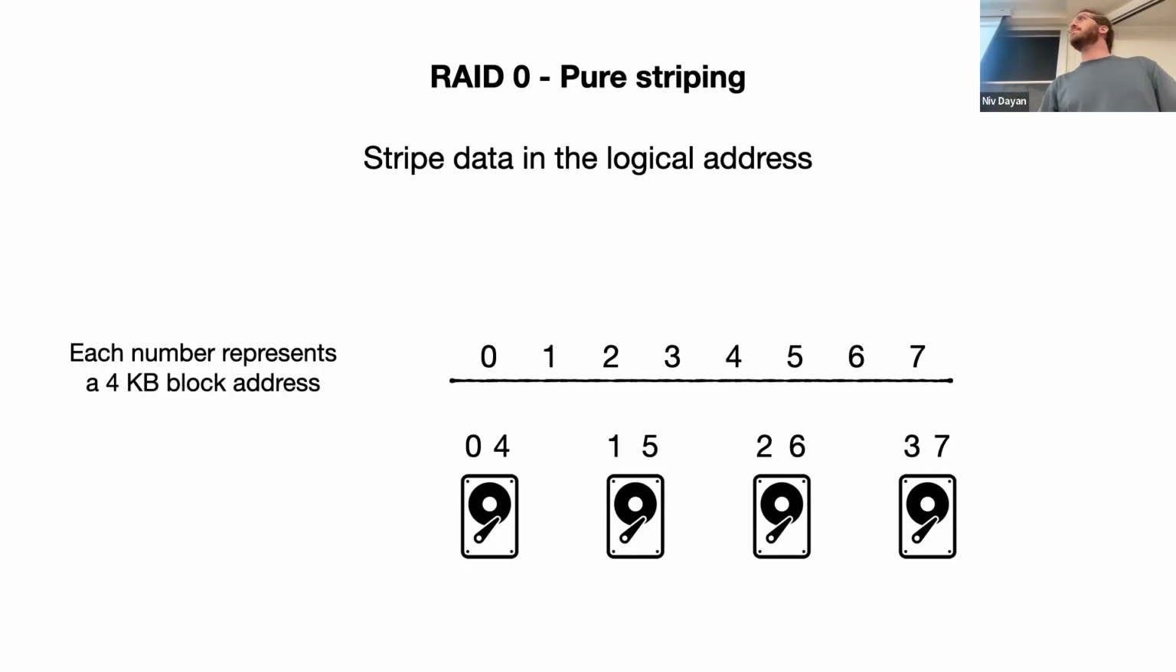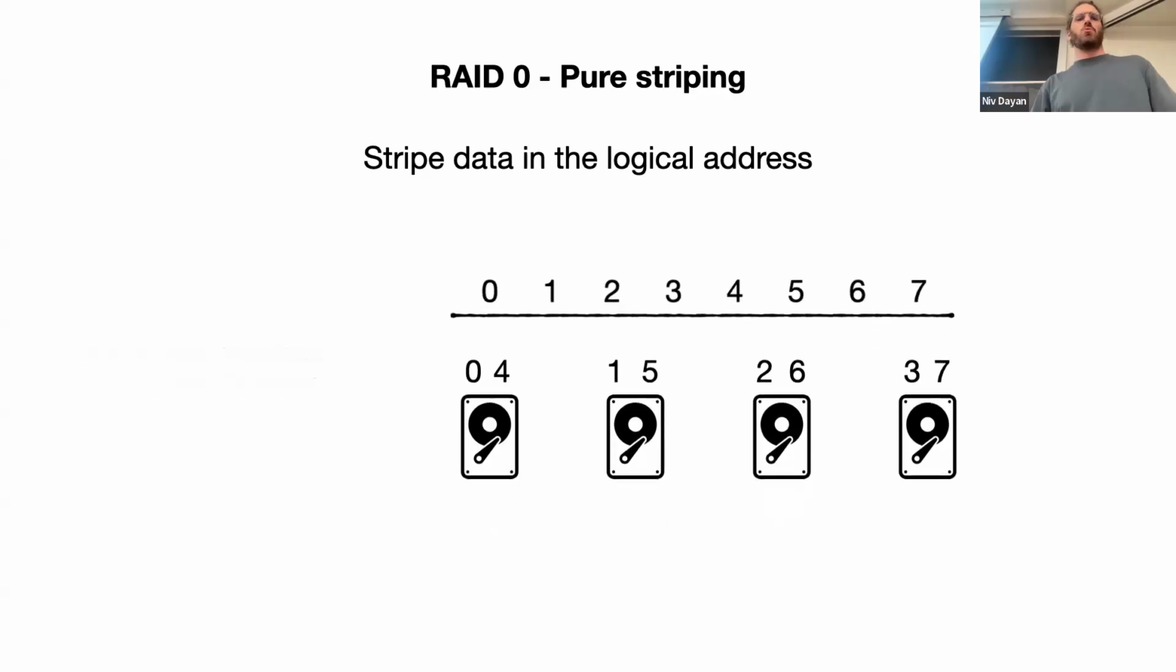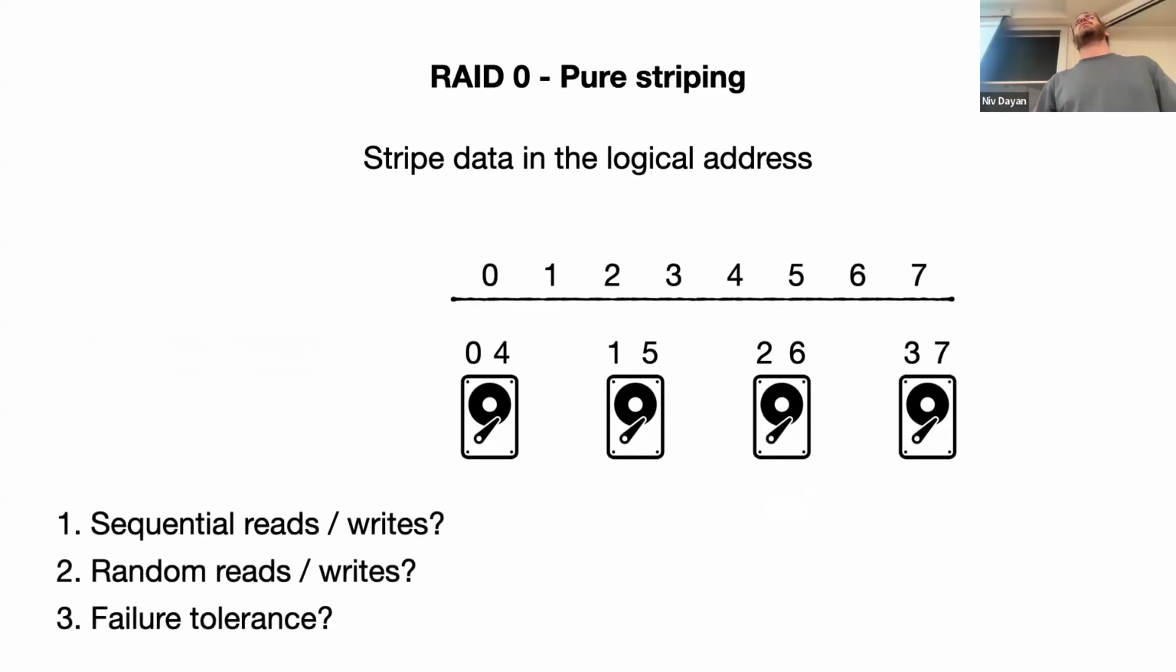Now we might ask some questions about how this thing behaves. First of all, what kind of bandwidth boost do we get for, let's say, sequential reads or sequential writes, with respect to the number of drives that we're hiding under the RAID?